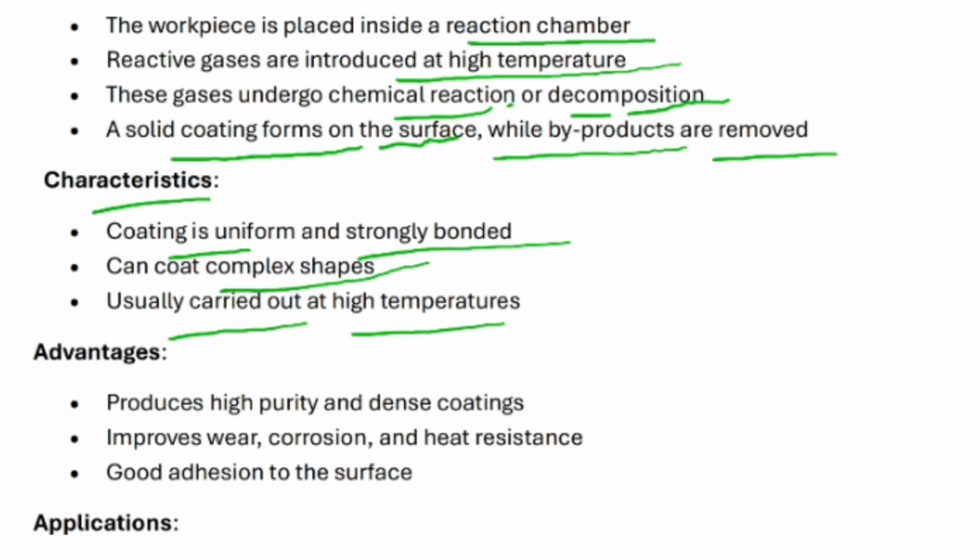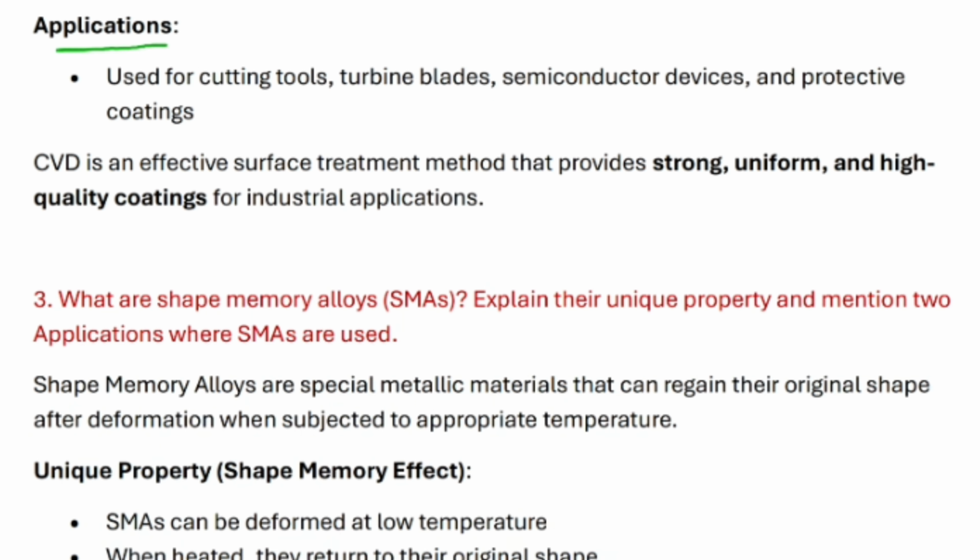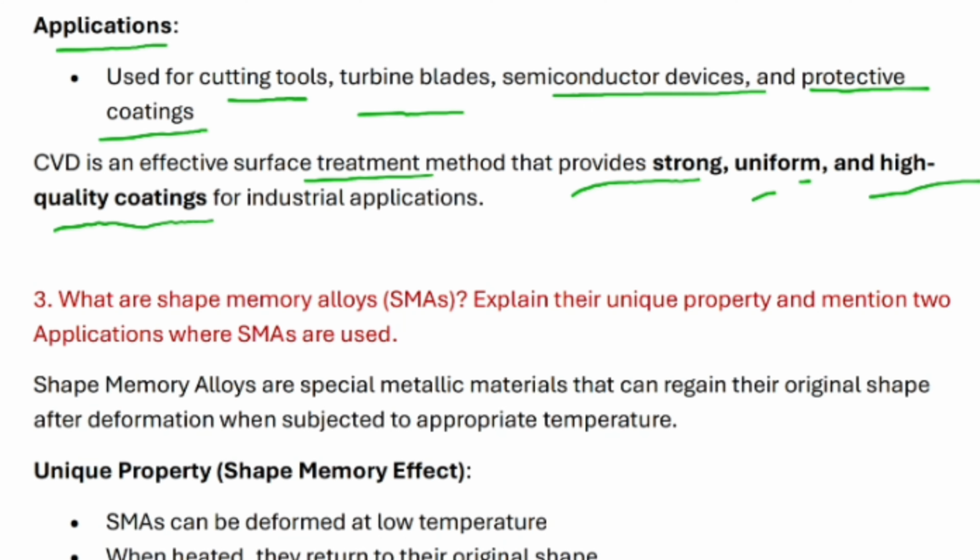Coming to the advantages, producing high purity and dense coatings, improves wear, corrosion and heat resistance, and it is a good adhesive on surface. Adhesive nothing but attractive surface. Coming to the application, we can use it for cutting tools, turbine blades, semiconductor devices and protective coatings. The final point is that chemical vapor deposition is an effective surface treatment method. It provides strong, uniform and high quality coatings for industrial applications.